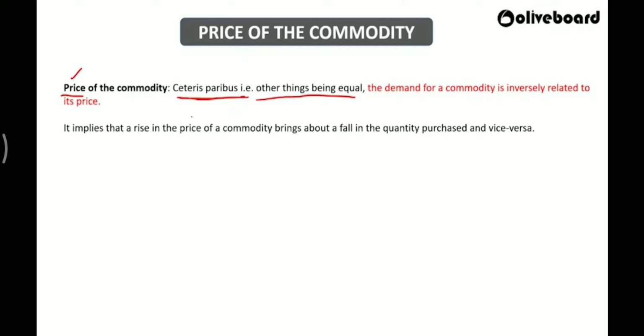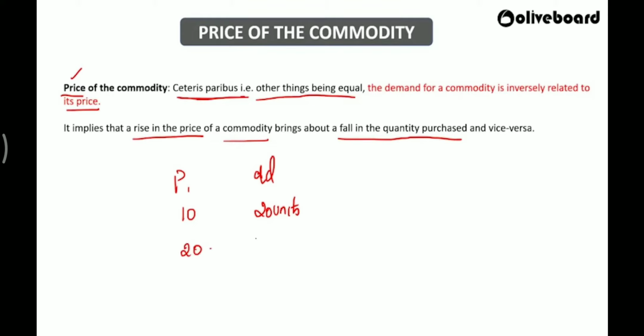All right. Now, when other things are equal, demand for a commodity is inversely related to what? Its price. What does inversely related mean? It implies that a rise in the price of a commodity brings about a fall in the quantity purchased. Yes, guys, understand. Suppose you keep purchasing a product and the price is, for example, 10 rupees, and the quantity demanded is, say, 20 units. Now they increased the price to 20. What will you do? Will you buy the same 20 units? No. Definitely you will reduce.